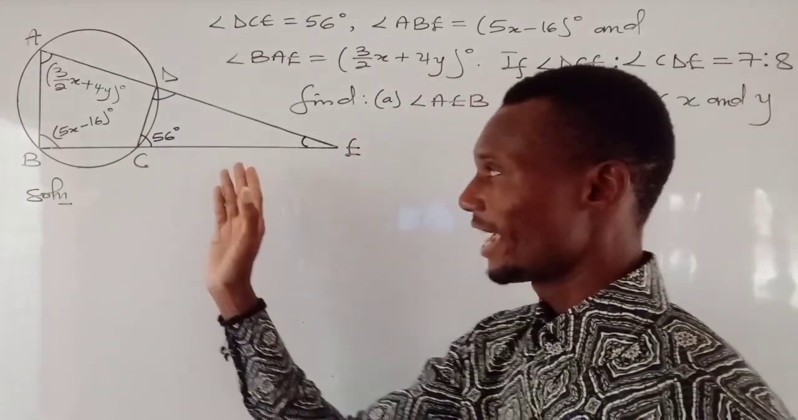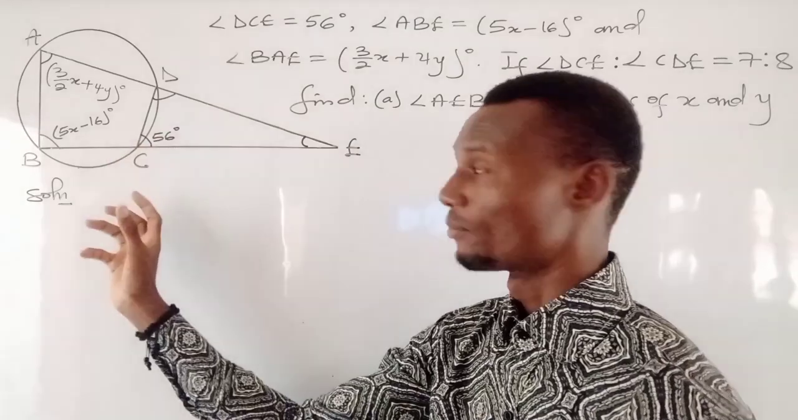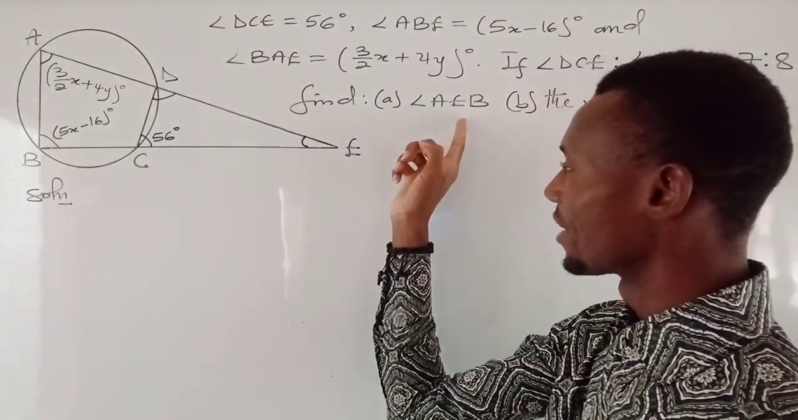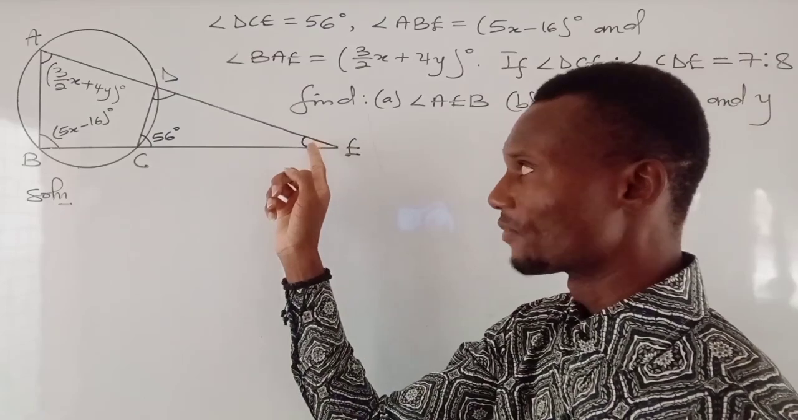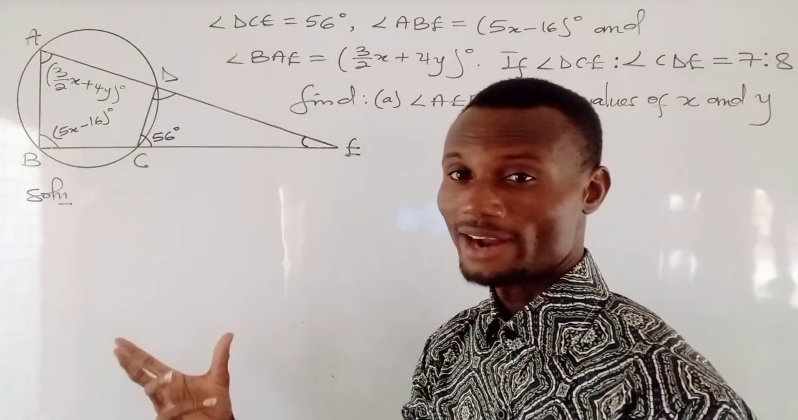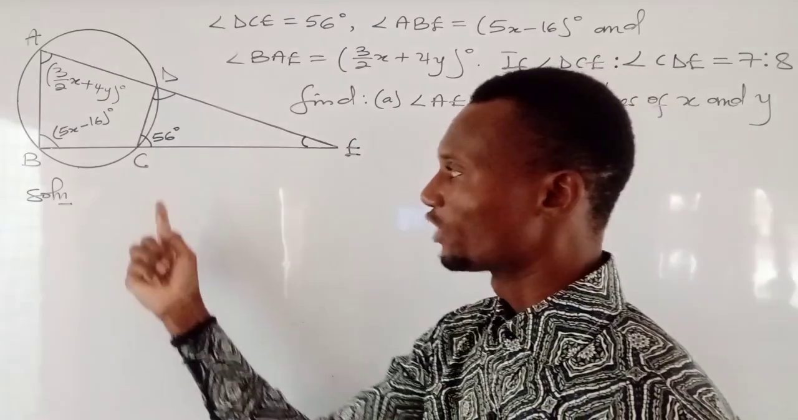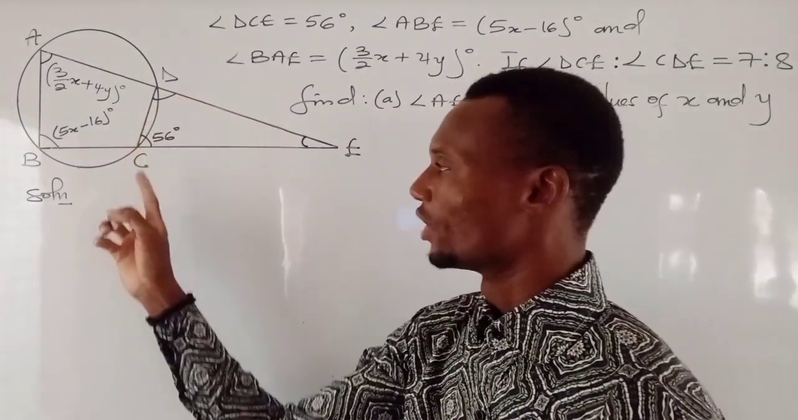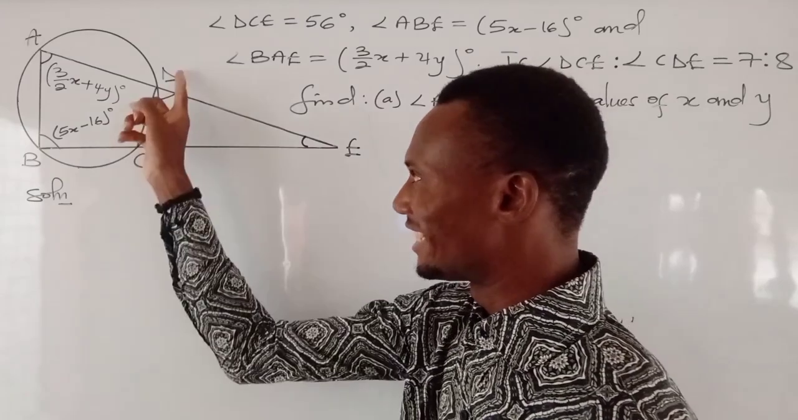If you take a good look at the diagram, you can see that the angle AEB we are looking for, the angle formed here, is formed in a triangle. Which triangle? I'm considering triangle CDE. You can see it's a triangle CDE.